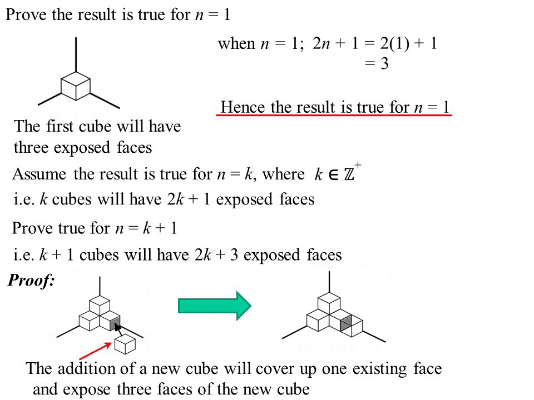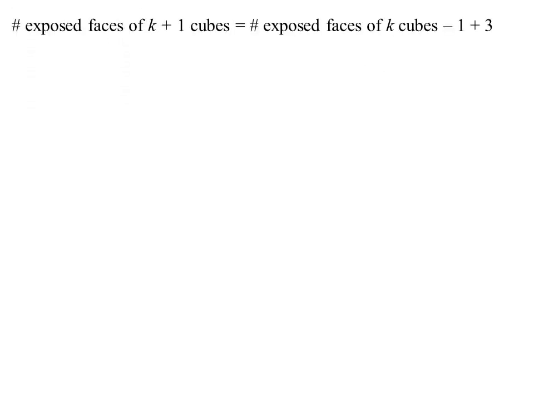So that shaded one has now been covered. So I have 1 less. But by adding the cube, I then have 3 more exposed faces. So I've lost 1, but I've added 3. So the number of exposed faces for k plus 1 cubes will be the number of exposed faces of k cubes minus the 1 I lost plus the 3 new ones.